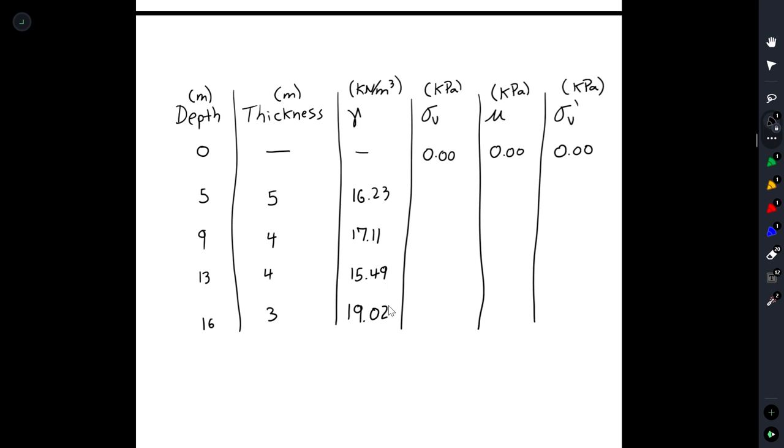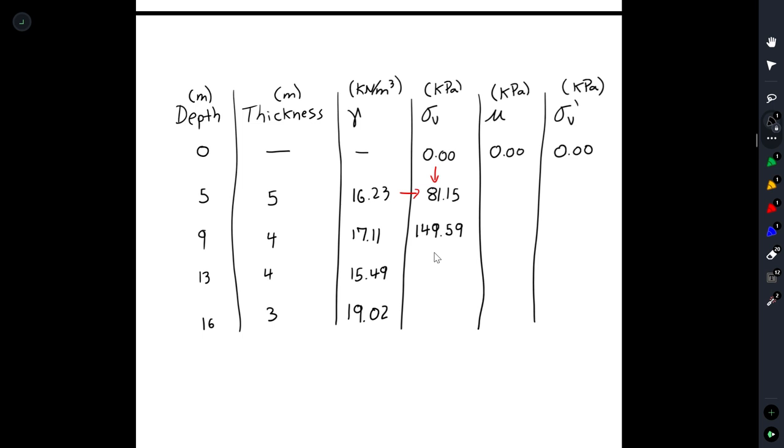We start with the same procedure again. Remember, the total stress from above plus thickness times the unit weight of the new layer, so we have that 0 plus 5 times 16.23 will be 81.15 kPa. We move on then to the next one, 81.15 plus 4 times 17.11 is 149.59.